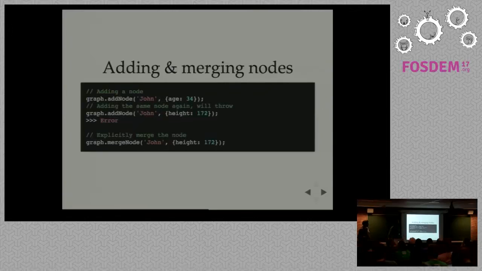And if you want to explicitly merge something, you are going to use merging methods, like the merge node method, which will not add a node, will not yell if the node already exists, and will merge the attributes as you would expect the method to do. So instead of doing some magic, we chose to yell at the user and tell him to do things explicitly rather than implicitly.